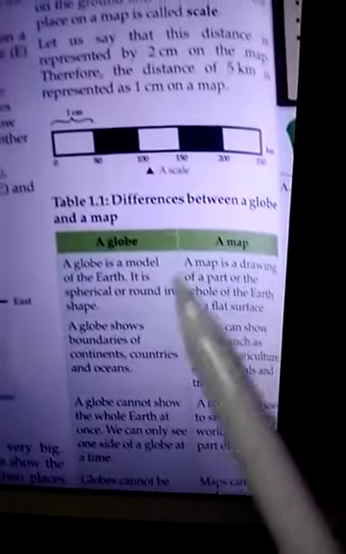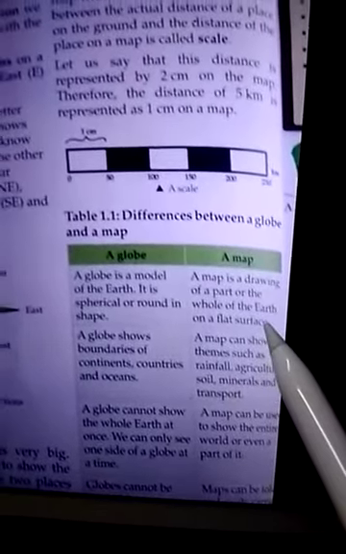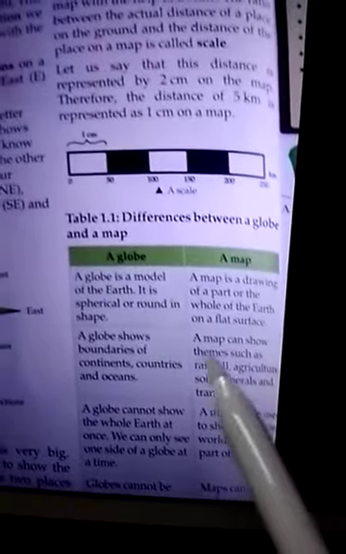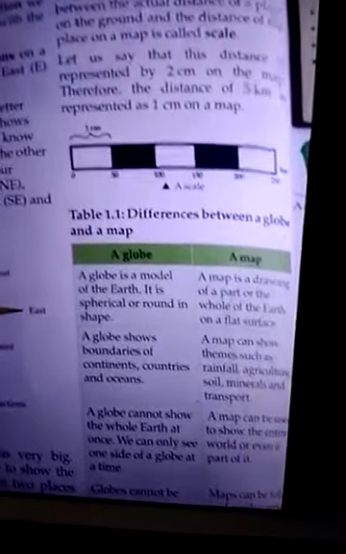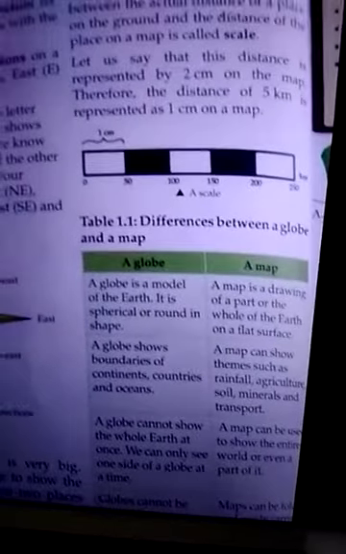A map is a drawing of a part or the whole of the earth on a flat surface. On the other hand, map is opposite. Map is drawn on a flat surface and it can show the complete earth or it can show a part of the earth. Like it can be of your school, it can be of your home, it can be of your city. So we can show smallest part or we can show largest area on a map.